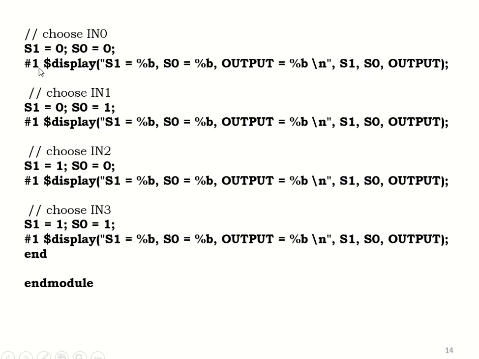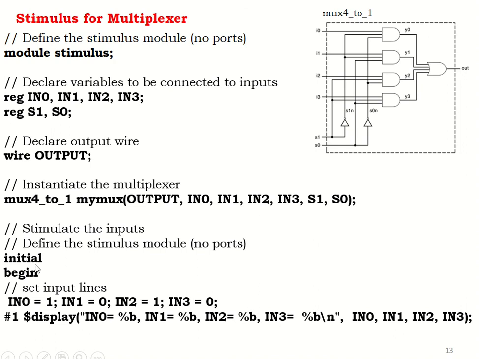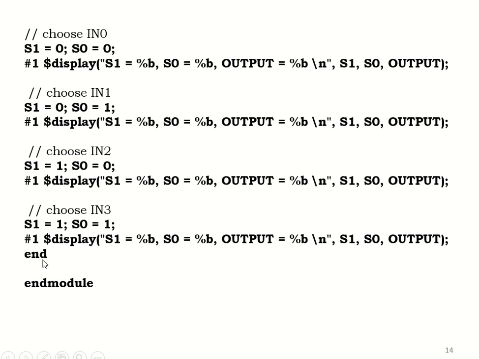Similarly, after 1 nanosecond this is going to execute, and then S1 is equal to 0, S0 is equal to 1. Again after 1 nanosecond it is going to display by taking these values. Again 1 nanosecond of delay for the value 1 0, and it will display again. After another 1 nanosecond this will hold good, and then the end of this module. This end is for this begin. After initial we have begin, so for that we have end over here. This endmodule is going to end the module. This is how we can write the stimulus block for the multiplexer.